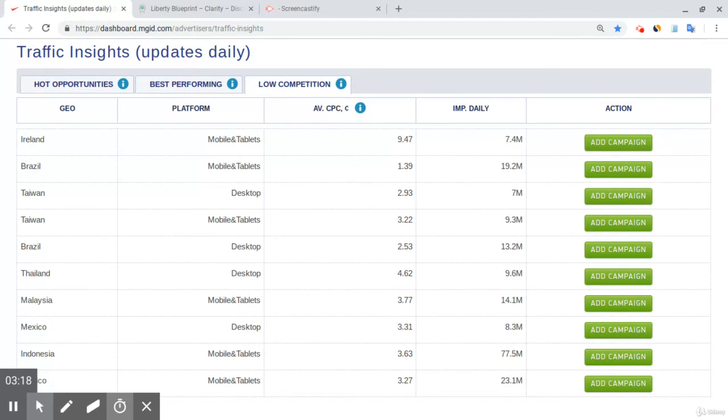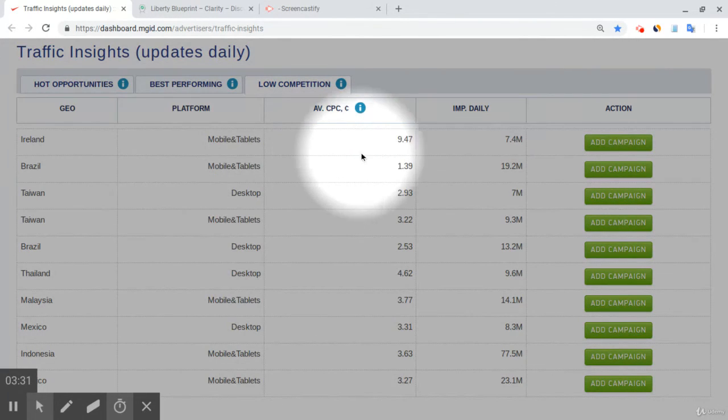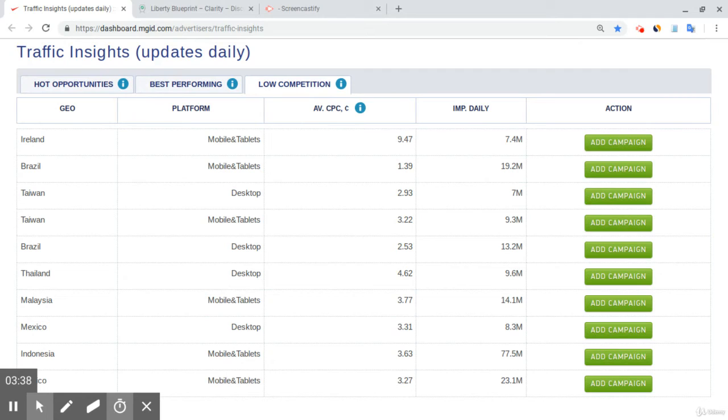Again, that stresses the importance of understanding what's working on this platform. So check out that best performing list frequently each week. And just like the hot opportunities chart, the cost per click in these countries and devices is very cheap as well. Yet you could still get a high volume of impressions and potential conversions if you set up your campaign correctly and spy correctly within these countries and devices.